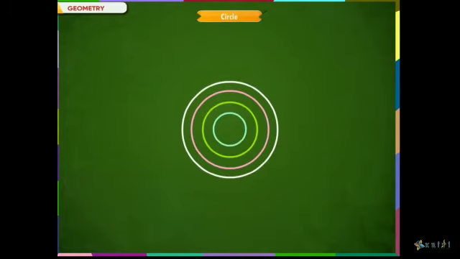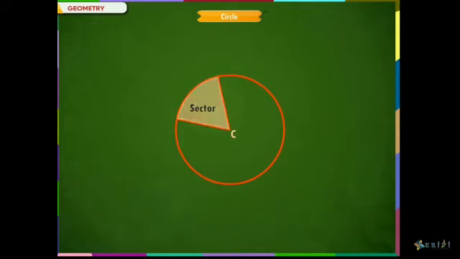Circles with different radii and the same center are called concentric circles. A region in the interior of a circle enclosed by an arc on one side and a pair of radii on the other 2 sides is called a sector of the circle. A pie-shaped part of a circle is called the sector.